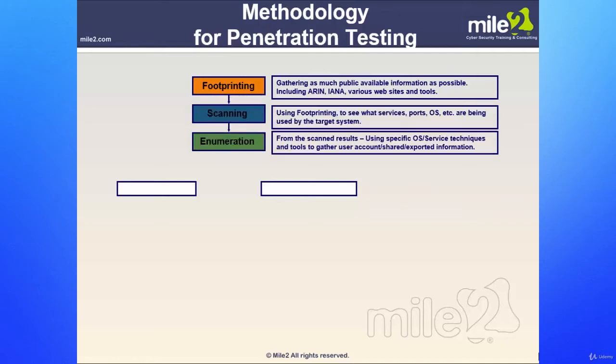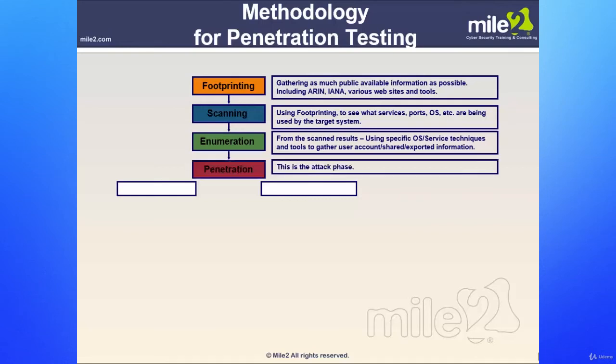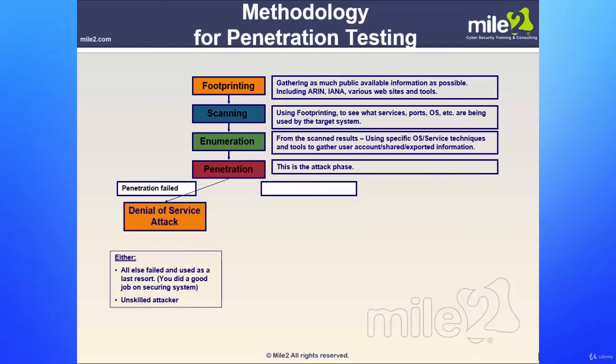Again, the scanning portion, enumeration. We just talked about this, right? And then here we get into what's called the penetration side. Now, if the penetration fails, what generally will happen is we do a denial of service. A lot of times this will happen if it's malicious intent. So if the penetration fails for the malicious hacker, they'll possibly do a denial of service attack. It's basically used as the last resort. So you did a good job on securing the system, and generally an unskilled hacker will stop there.